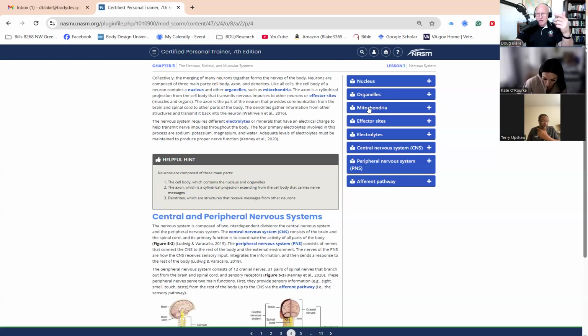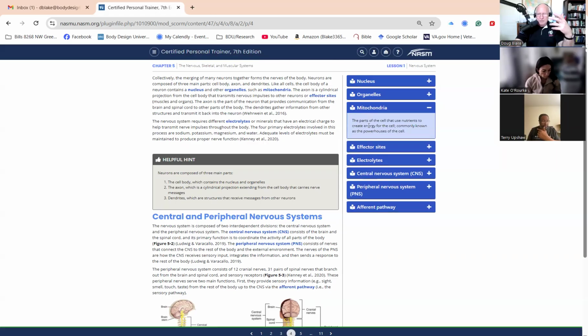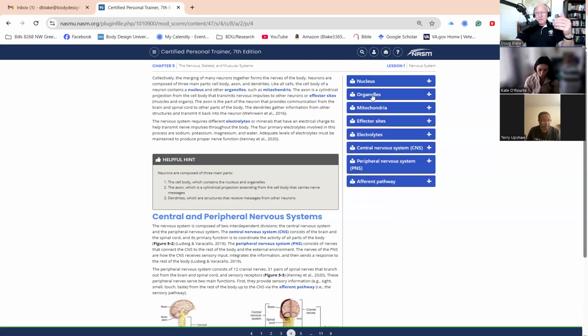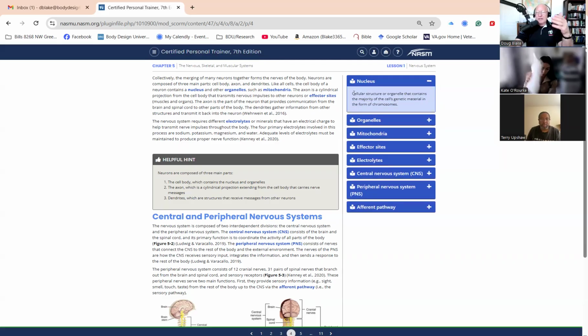Does everybody know what mitochondria are? Yeah, sure. Or if you don't know the exact definition, you're pretty close: it's something inside the cell. We used to call it the powerhouse of the cell. This is the part that uses nutrients to create energy, right? Commonly known as the powerhouse of the cell. Wow. Okay, great. That's cool.